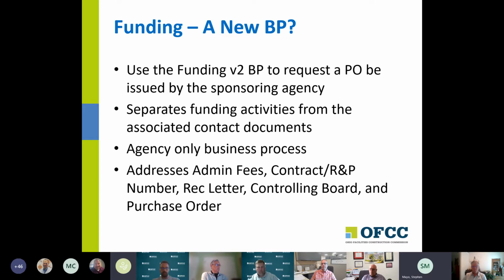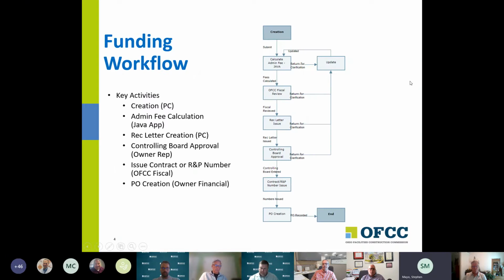The funding BP addresses, and we'll go through these in more detail individually, admin fees, contract release and permit numbers, rec letters, controlling board, and purchase order. So it covers a lot of ground as we work through all this. Here's a high-level look at the workflow.